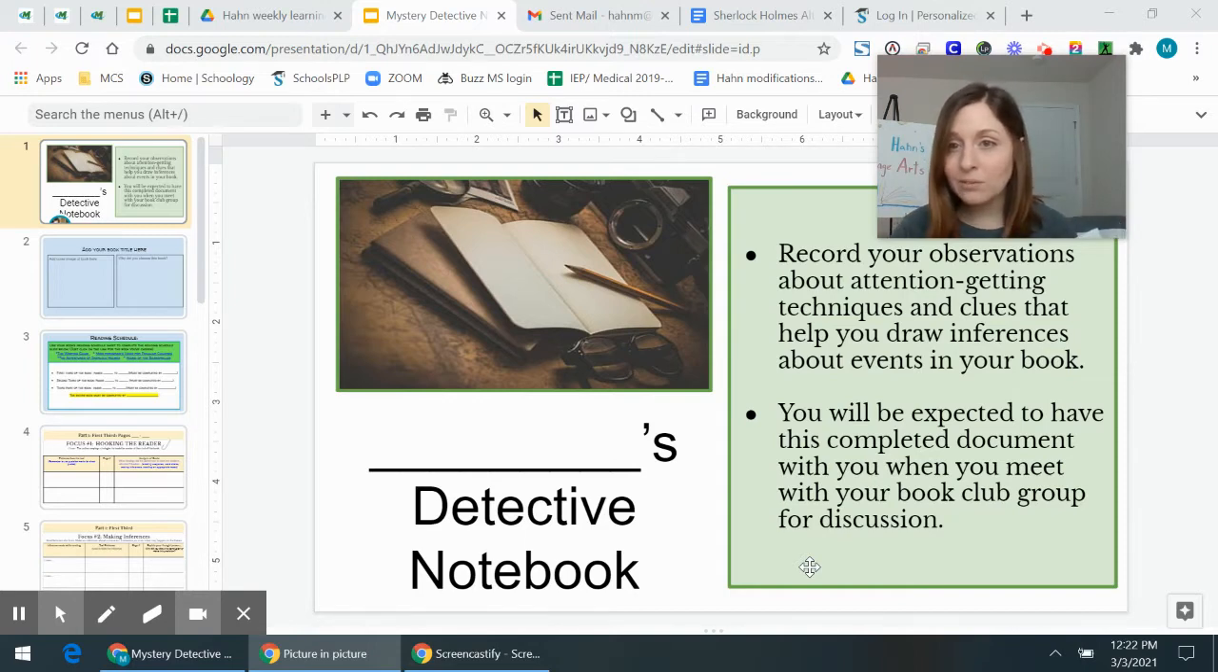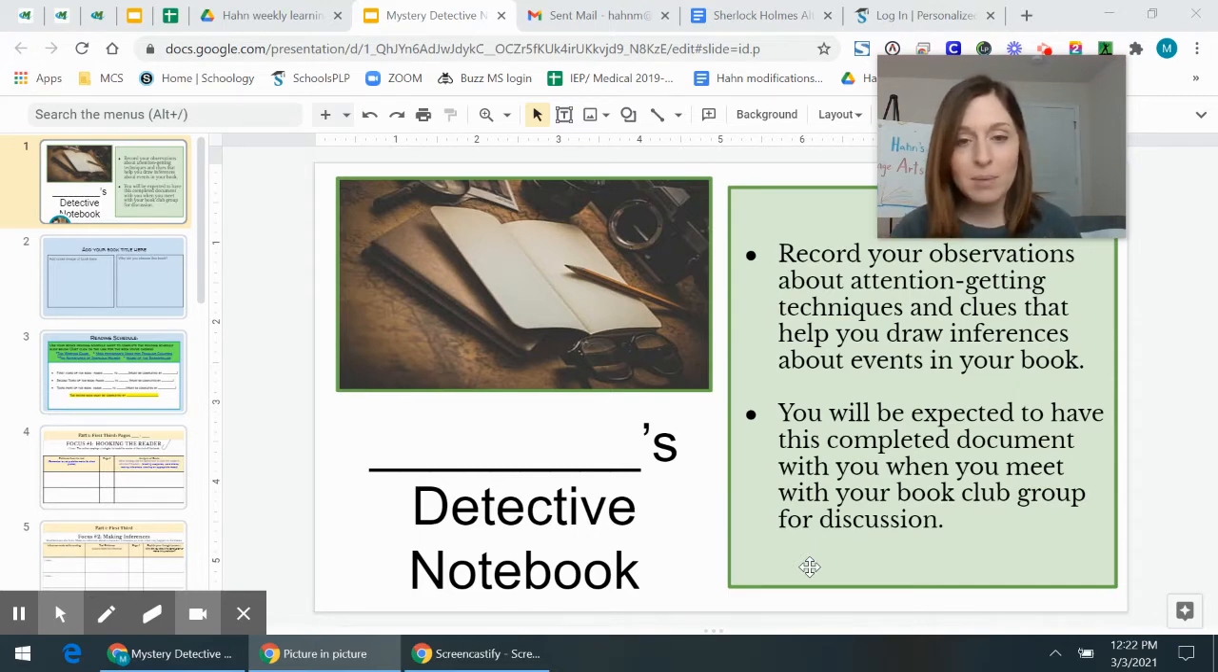We've also learned about inferences, and you're going to be recording the inferences you make about your characters, about your story, your predictions that you make about what's going to happen. So as you read your books, you're going to be recording evidence and talking about them. And we call this the detective notebook because you're the detective.